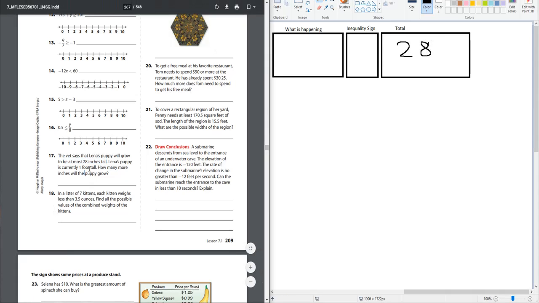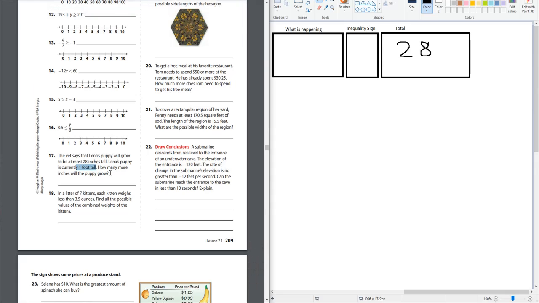But here, though currently 1 foot tall, it's not always going to be 1 foot tall. It's going to grow. So that's what's happening. It's starting at 1 foot and it's going to grow to be taller. How much taller? We don't know. At least enough to get it to 28 inches. So we have 1 foot, and then how much it's going to grow, I'll put it as G.